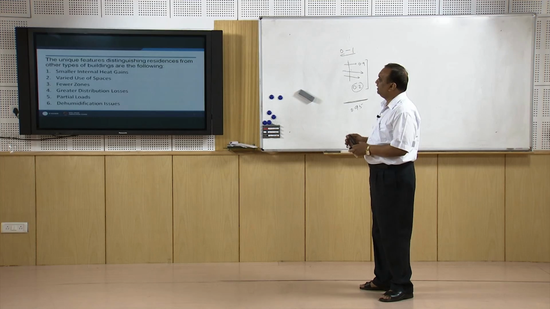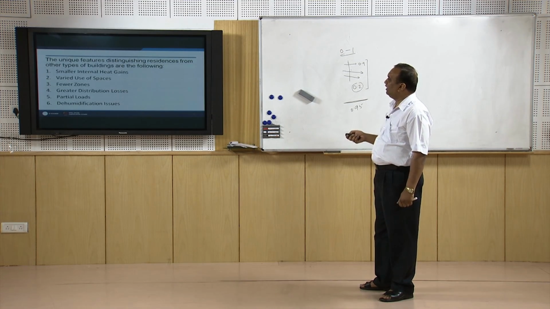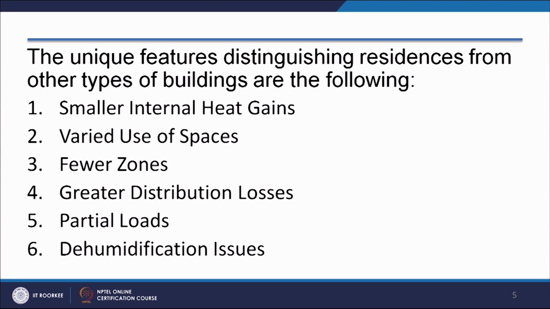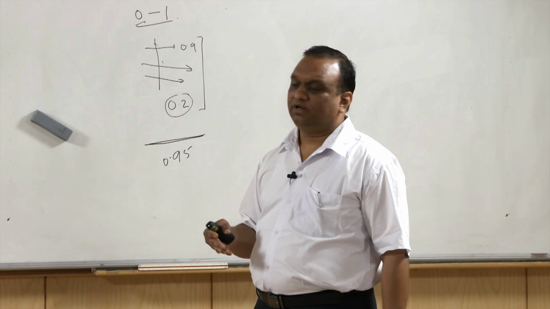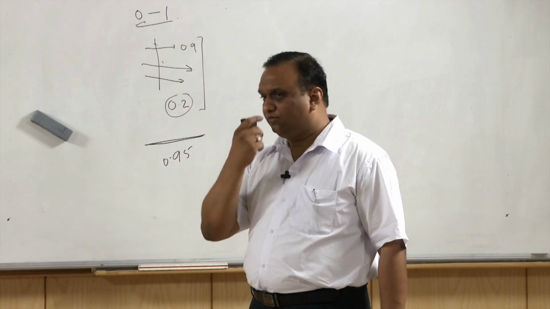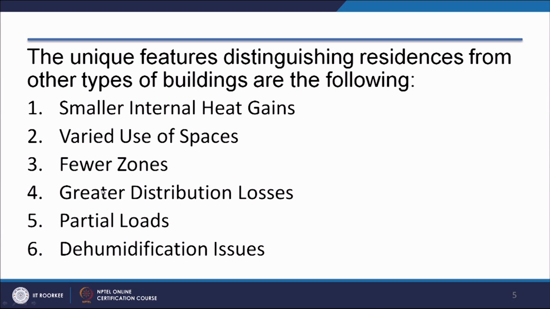The rest of the features, I have already explained to you: small internal heat gains, varied uses of a space. A space can be used for a variety of purposes. Fewer zones: we like to have the entire house almost at the same temperature, so there are few zones, or no zones, in houses. Distribution losses are greater in residential buildings. Partial loads are there; sometimes occupancy is there, sometimes it is not. Some issues are related to dehumidification in the buildings.